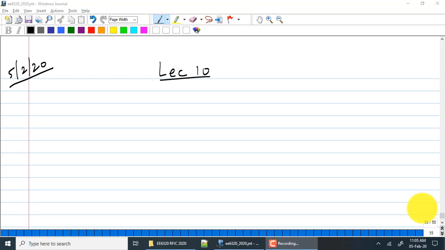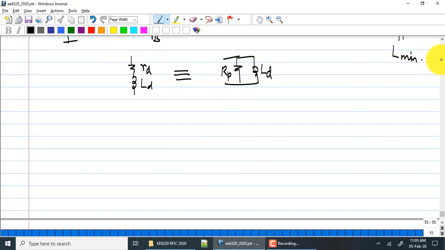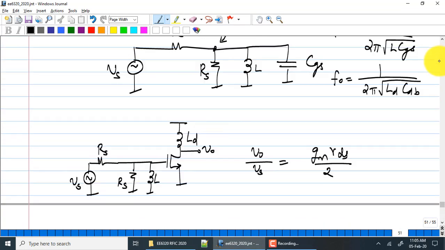So we started looking at the LNA, right? Design of the LNA yesterday. We kind of got somewhere. Let us see where this led us. So, quick review.